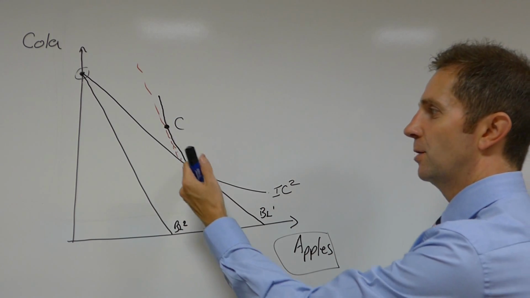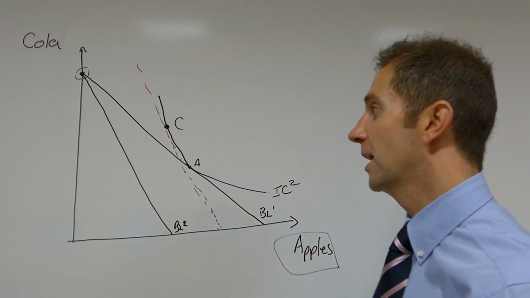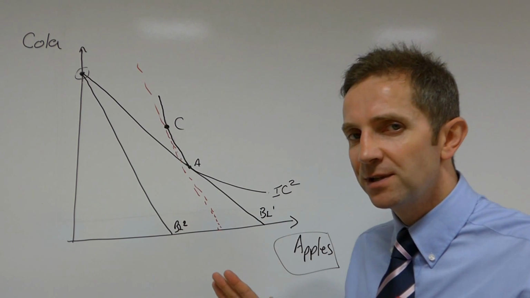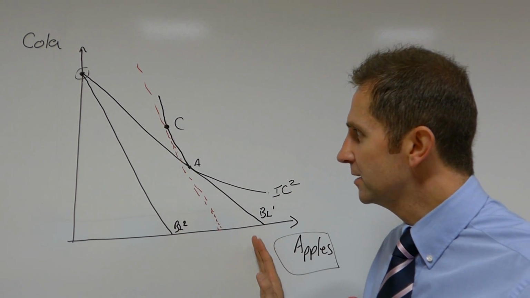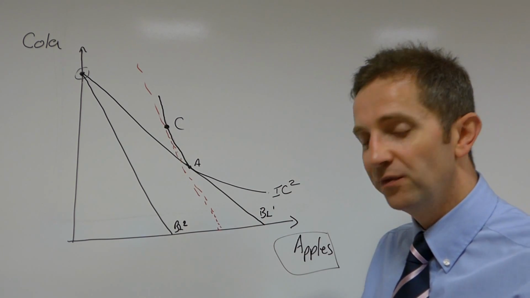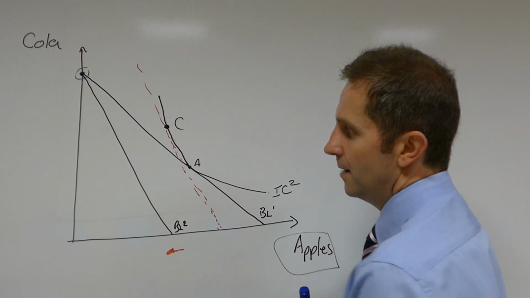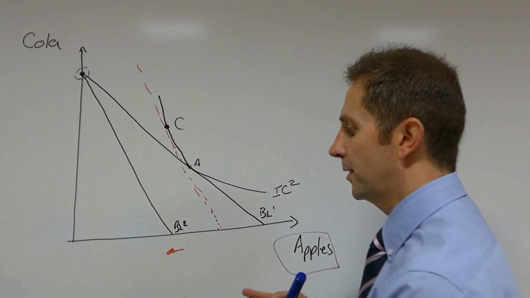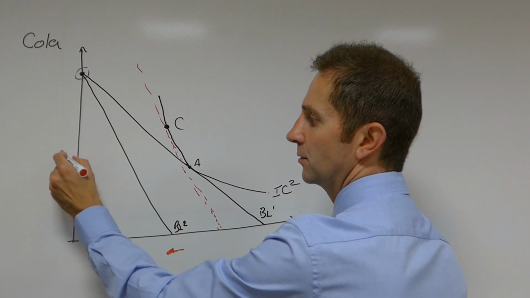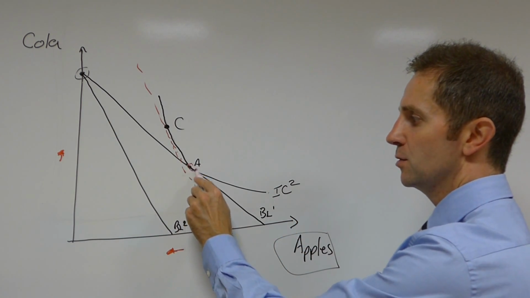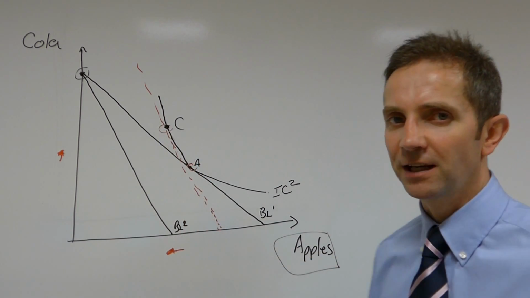I know that point C will have to be to the left of point A because the rational individual will be saying to themselves, okay, apples are relatively more expensive, I'm going to consume fewer apples, so I'm going to move in this direction, and maybe I can offset that by consuming more cola, so I'm going to move up the y-axis. And you can see that's what's happening when we move from point A to point C.